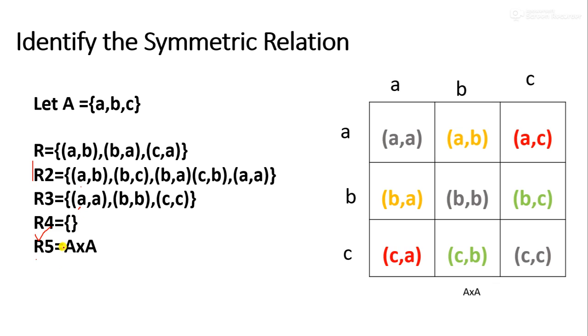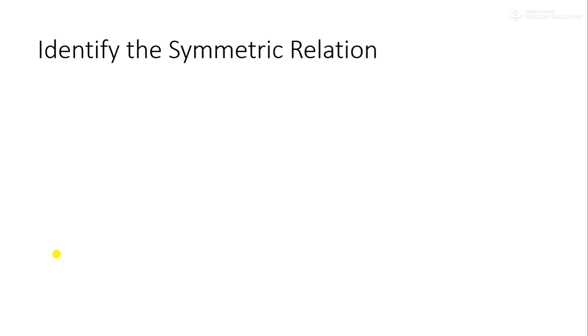We have another relation, R5, which is A cross A. This R5 contains all the elements: AA, AB, AC, BA, BB, BC, and so on. This relation is also symmetric because it contains AA, BB, CC, and AB with BA, and AC with CA. So it contains all the symmetric pairs. Therefore this relation is also symmetric in nature.